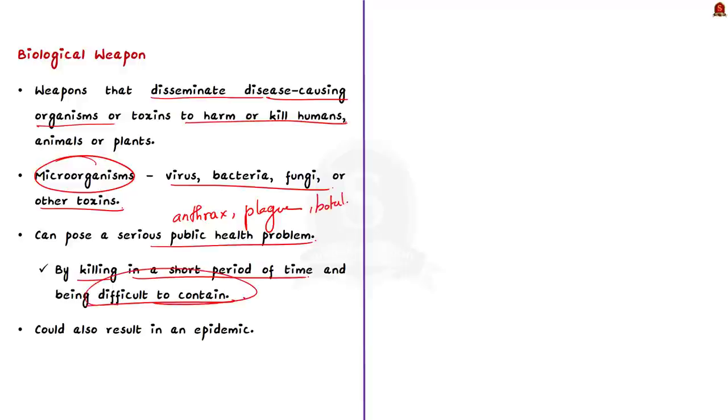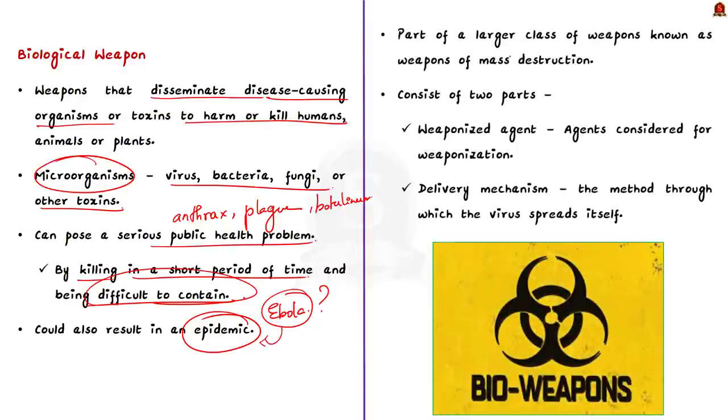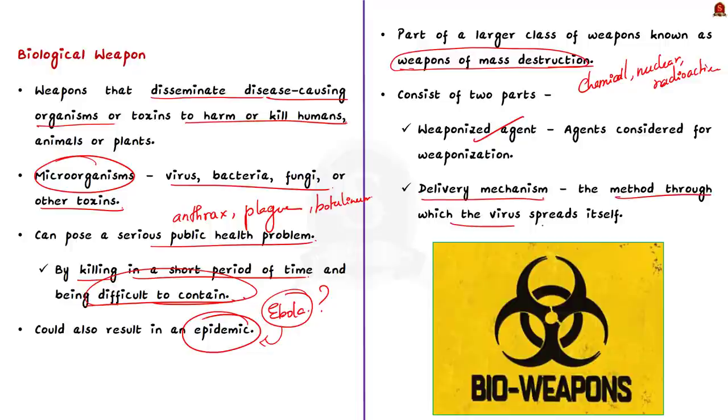See, bioterrorism attacks could also result in an epidemic. Imagine using Ebola virus as the biological agent. It will obviously result in an epidemic, right? See, these biological weapons are a part of a larger class of weapons known as weapons of mass destruction. They also include chemical, nuclear and radioactive weapons. Remember, these biological weapons generally consist of two parts, a weaponized agent and a delivery mechanism. Here, the agent considered for weaponization is known as the weaponized agent. The delivery mechanism means the method by which the virus spreads itself.